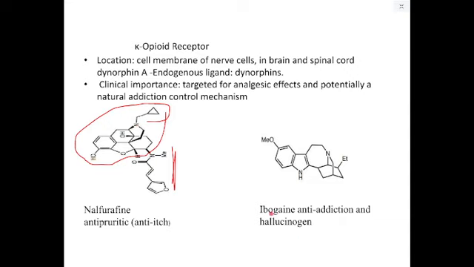And then you have another compound called ibogaine, which is an anti-addiction and hallucinogen. So ibogaine, an anti-addiction and hallucinogen. When you look at it again, a very different structure from this, but you can see, of course, a complex structure, very highly. What we notice of these structures is their high lipid solubility to enable them to penetrate the BBB and bring about the activity in the brain.